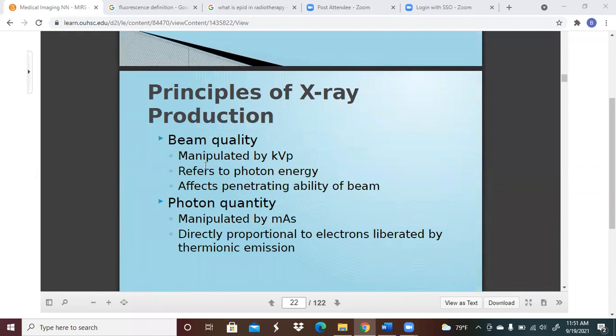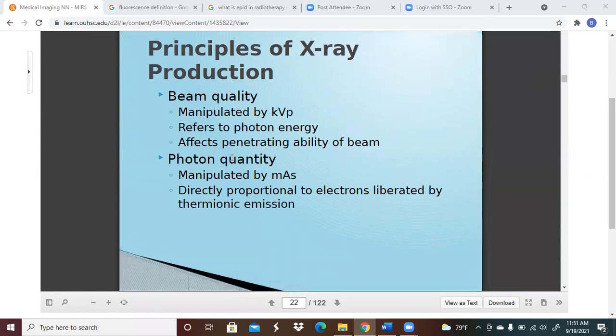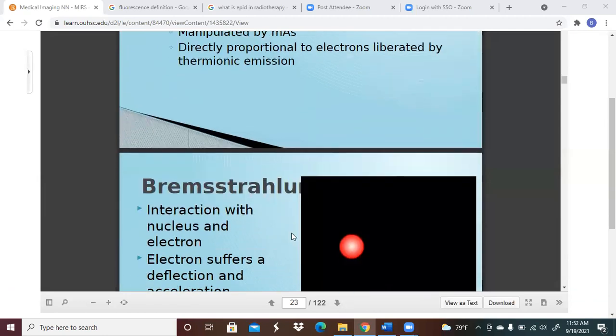The beam quality is going to be manipulated by the kVp, the kilovolt peak. It refers to the photon energy and affects penetrating ability of the beam. The quantity is going to be manipulated by the mAs. It's directly proportional to the electrons liberated by thermionic emission. In other words, the more mAs you have, the more of those electrons are going to be shot across from the cathode to the anode.